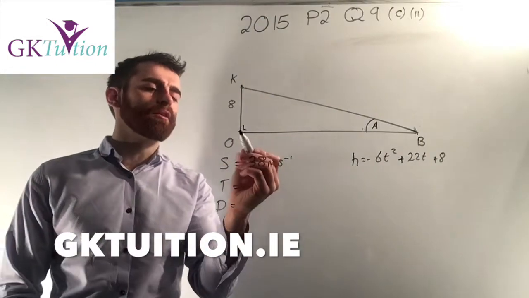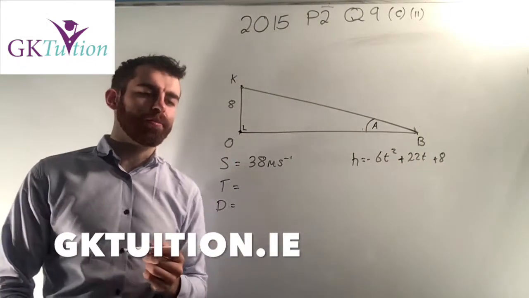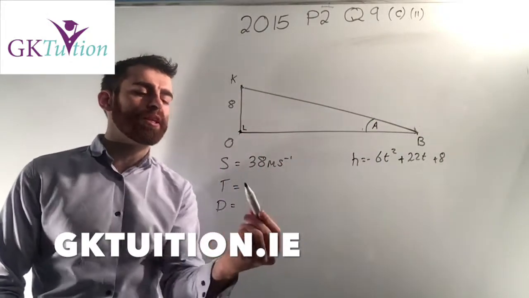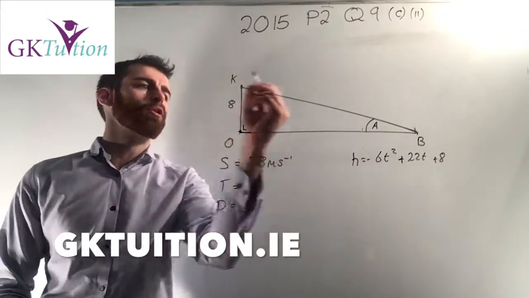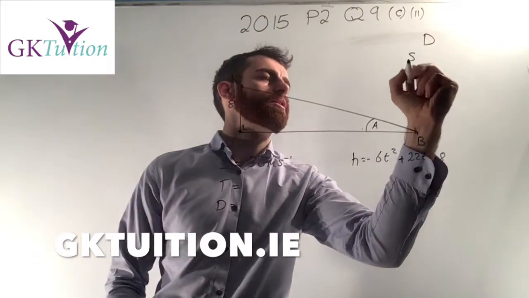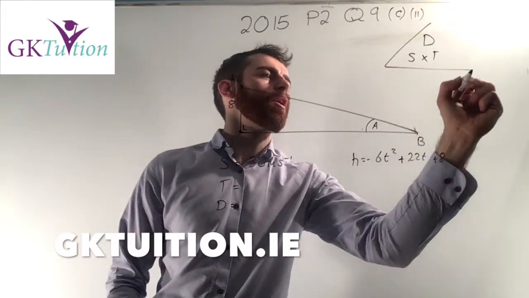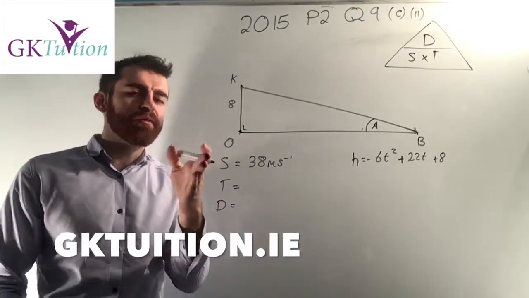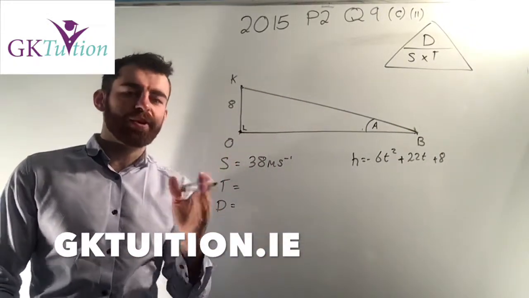So you need to recognize that ultimately I need to get the distance from O to B. And they've given me the speed from O to B, and I need to find the distance. So what should come into your mind here is your distance, speed, time triangle. If you want the distance, you need to know what the speed and the time is. So they've given me speed, which means realistically I need to find the time.